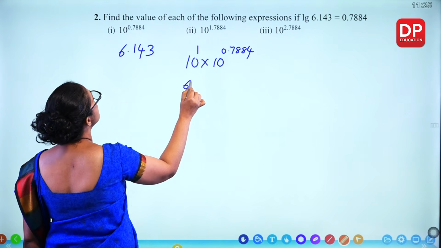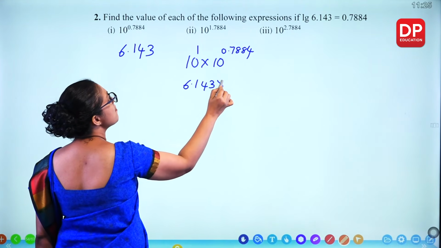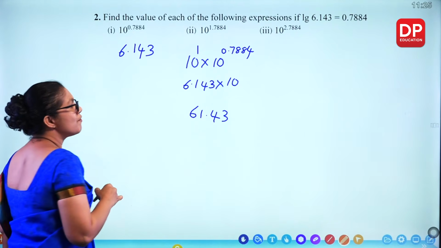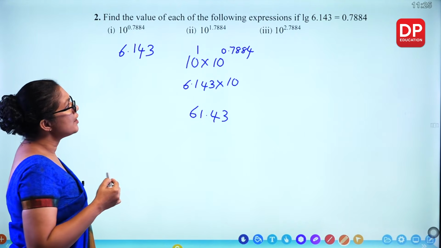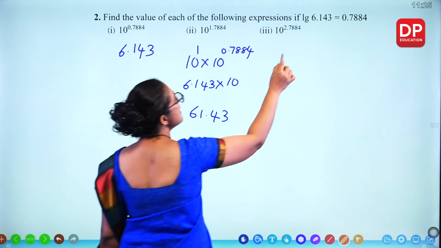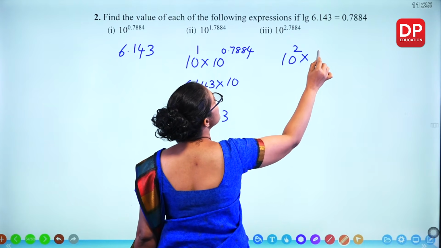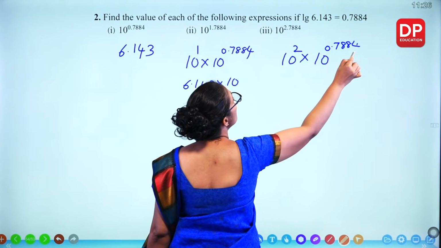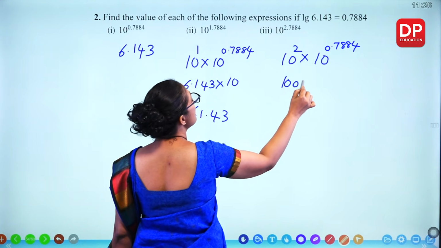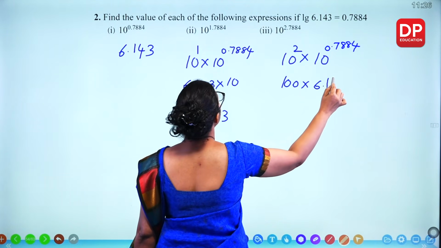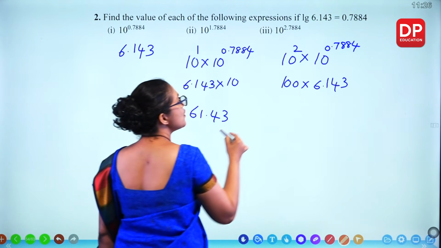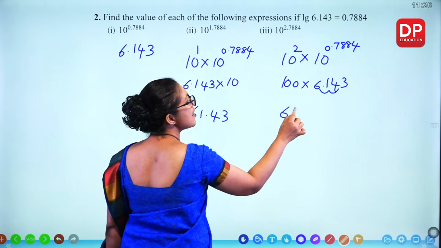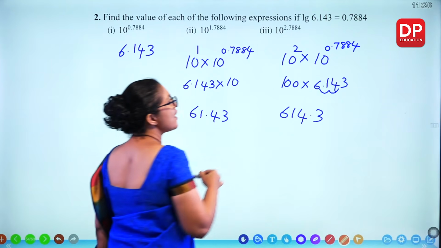We know that value is this. So 6.143 multiplied by 10, 61.43. This one, 2 point. That means 10 to the power 2 times 10 to the power 0.7884, 100 times 6.143. When you multiply by 100, you get 2 places to the right, 614.3.